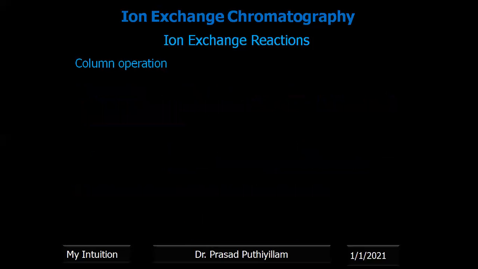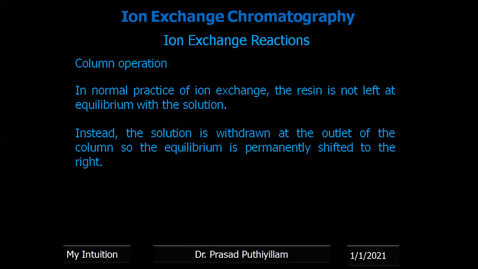Column operation, that is in real practice, when we use the ion exchange resin for the application work, there will not be an equilibrium. The reaction will either go in the forward direction or will be shifting in the forward as well as backward direction. That possibility is also there. So in case of real operation, the resin is not left at equilibrium with the solution. The solution is withdrawn at the outlet of the column, so the equilibrium is permanently shifted to the right side. This is represented here, the same reaction that I used in the beginning. It will be shifted towards the right side. There is no equilibrium present here.